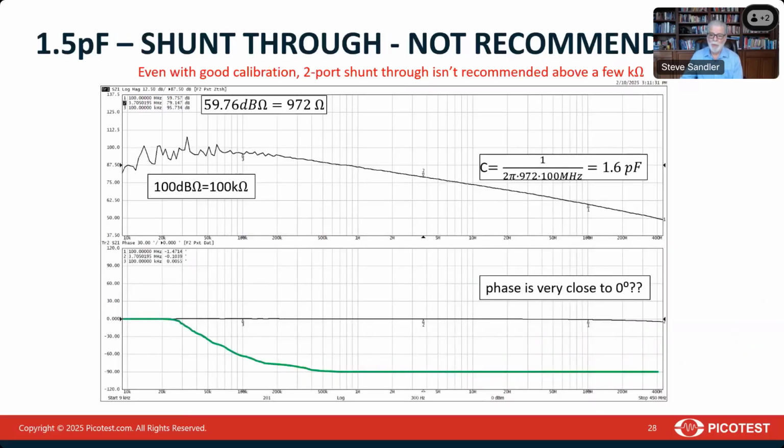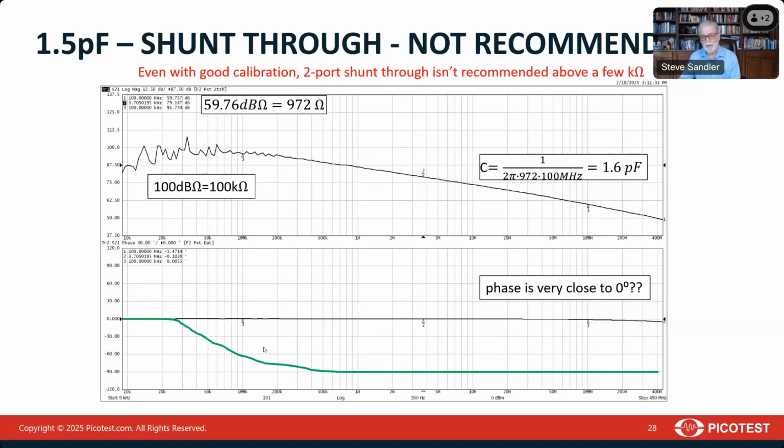What if we try to measure this 1.5 picofarads? We said that we also need to be able to measure 1.5 picofarads to see self-resonant frequency. We said that's really high impedance, well above the range that's typically recommended for two-port shunt-through measurement, but we're trying it. We got a 1.5 picofarad capacitor, and we do the calibration to measure that, and we get 1.6 picofarads.